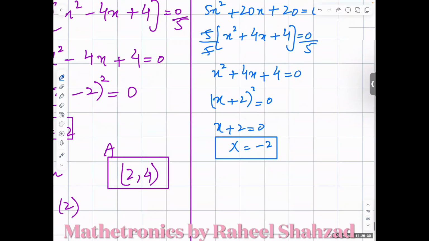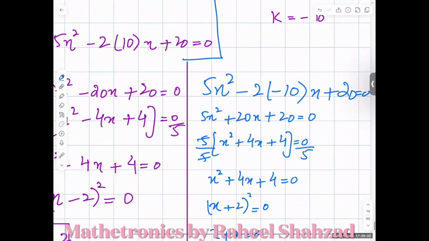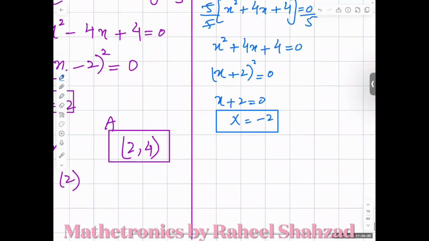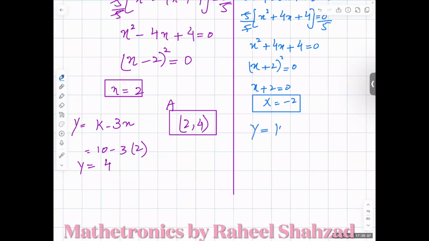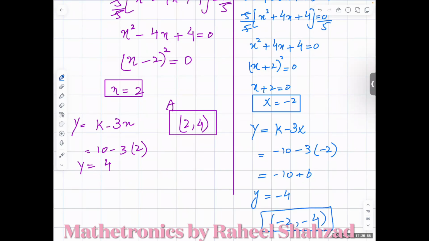Now we have x as minus 2 and k as minus 10. Then y is equal to k minus 3x. Now k we are taking as minus 10, x is minus 2. That is equal to minus 10 plus 6, making it minus 4. So that would be (minus 2, minus 4). This is the second possible point where the straight line is tangent to the curve.